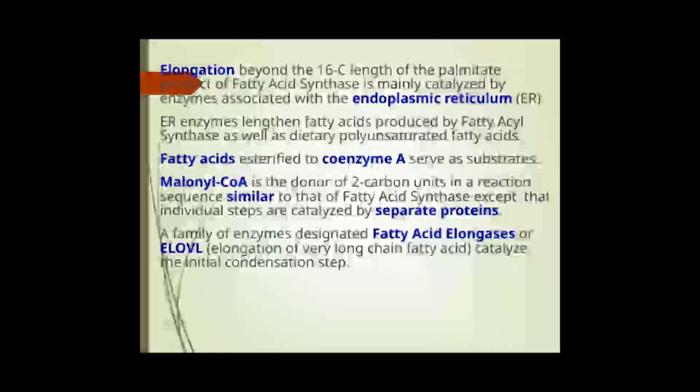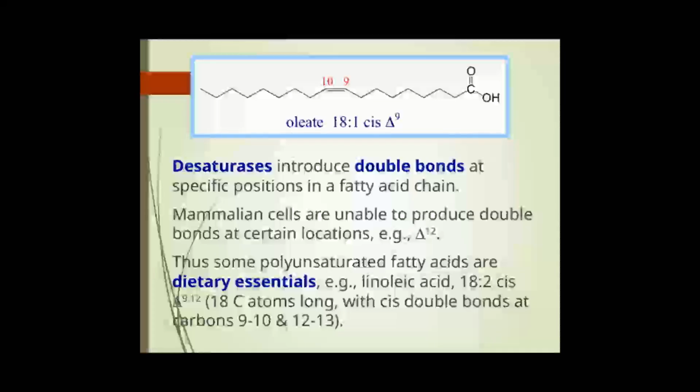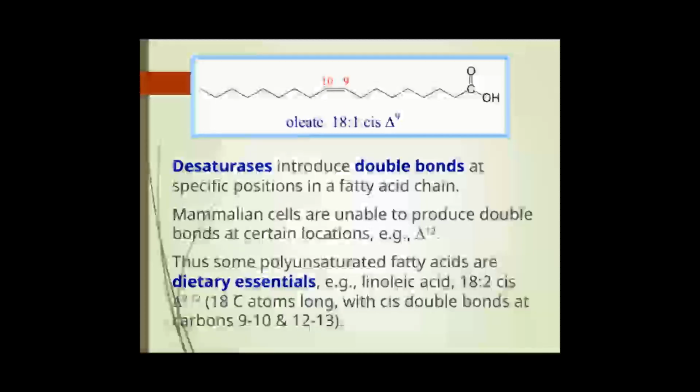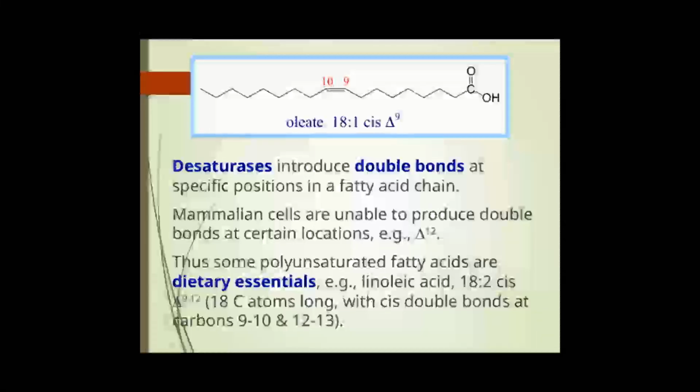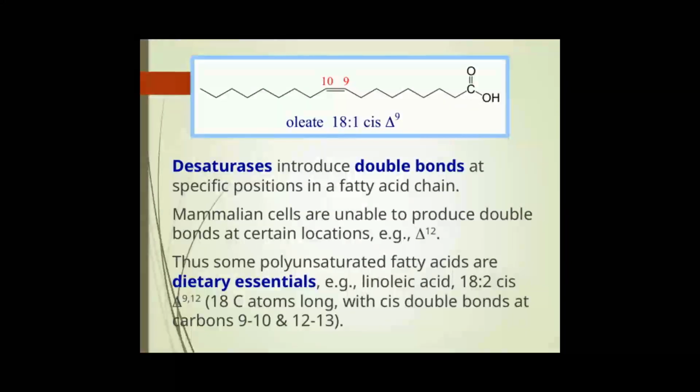So, desaturases are enzymes that introduce double bonds into fatty acid chains, but they do so at specific positions. This means that not all fatty acids can be modified freely. The enzymes target particular sites along the chain. In mammals, however, there's a limitation. Our cells can't produce double bonds at certain locations, specifically at the D12 position. That's a critical point because it means that if we want fatty acids with double bonds at those positions, we can't synthesize them ourselves. As a result, some polyunsaturated fatty acids become dietary essentials.